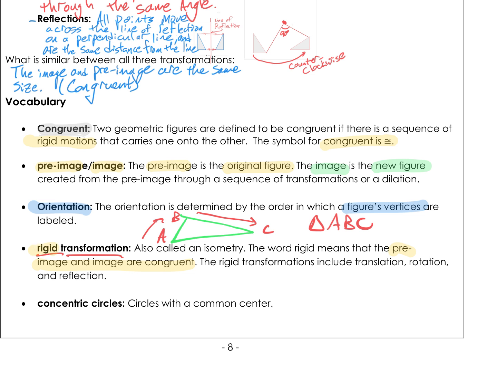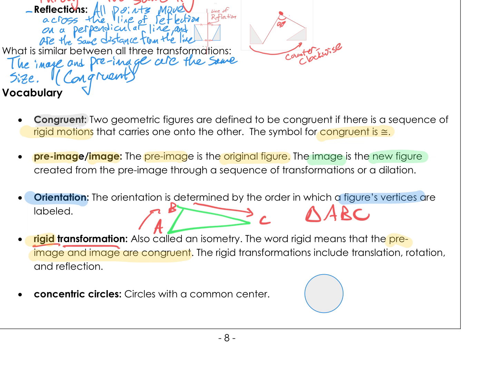When we have rotations, we're going to have concentric circles. Concentric circles just means we have circles with the same center. Let's make some circles here just for example. If we have a little circle like this, and another circle like this. Let me make it like this.